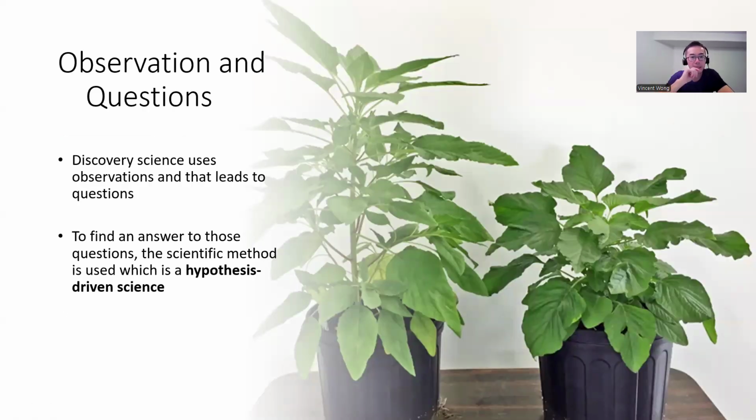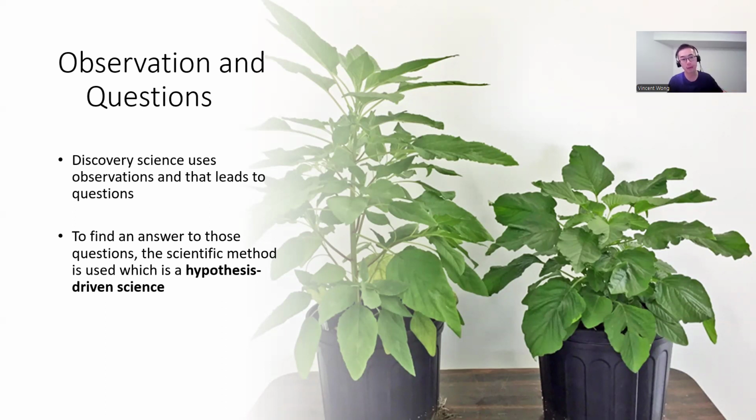So let's look at another scenario. We see that some plants grow taller than other plants. You have two pots of plants at home. One is taller than the other, and the natural question to ask would be, why does one plant grow taller than the other? After asking the question, the next step would be to formulate a hypothesis, to come up with a tentative answer. So help me out here. Why do you think one plant grows taller than the other? What might be some contributing factors?